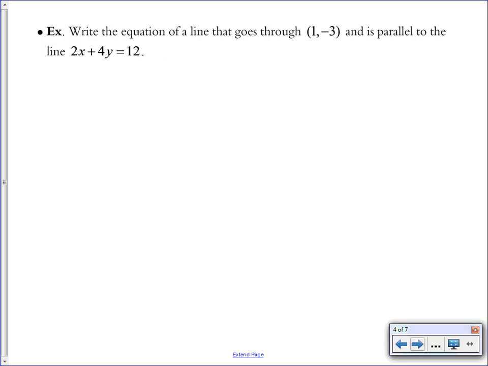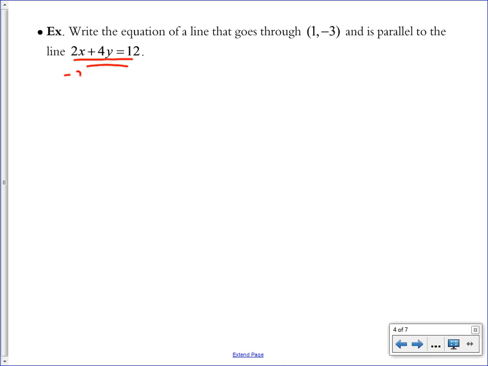Write the equation of a line that goes through (1, -3), so it's giving us a point, and is parallel to this line where they give us the equation in standard form. So parallel, you should remember, means the 2 lines have to have the same slope. So the only reason they're giving me this whole equation is so that I can determine the slope from it and reuse that slope. So I'm going to take that equation and convert it to slope-intercept form.